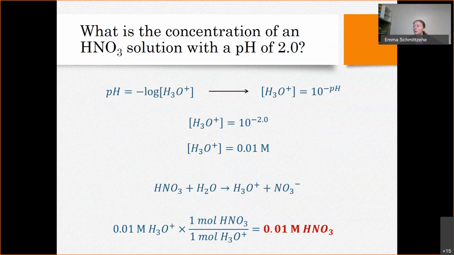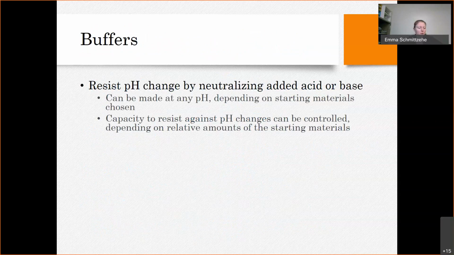So the last part of this that we want to talk about is buffers. So buffers are an important thing if we're wanting to kind of regulate the pH of something, okay? So sometimes we have a scenario where something's happening in our system to create acid or create base, or for some reason we add some acid or base to something. And if there's additional acid or base, what happens is the pH can drastically change, okay?